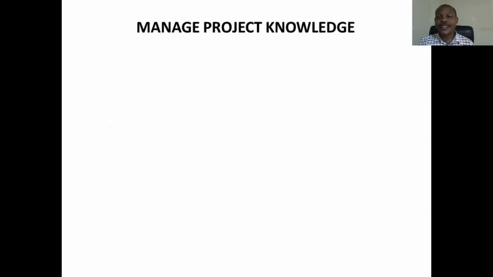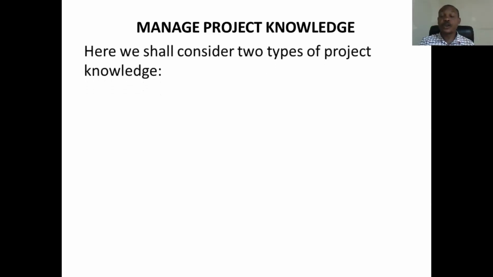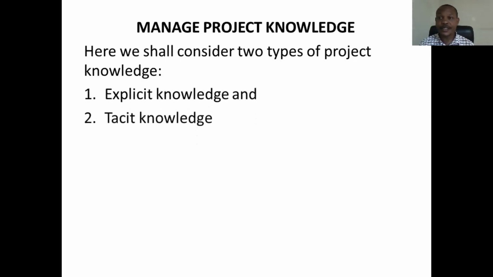So now, after that, the next thing is manage project knowledge. While your project is going on, manage project knowledge is also under the executing process group. So you're going to manage the project knowledge here, which is considered in two types: we shall look at explicit knowledge and tacit knowledge. Now, I just want to explain it in a way that you can understand.